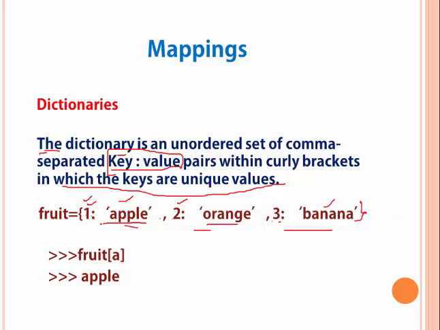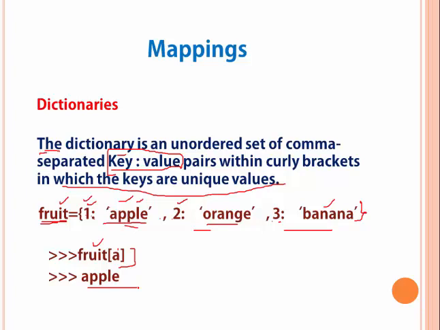For example, I have created this dictionary, and if I want output from it, let's say I want to print apple, the name of the dictionary is fruit. I will write fruit, and within the brackets the key is written there, and apple will be the output. So these are the mappings.